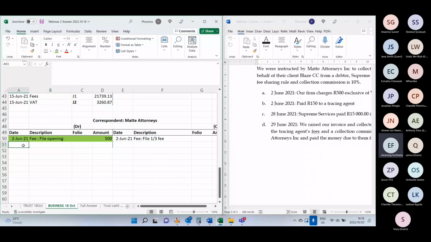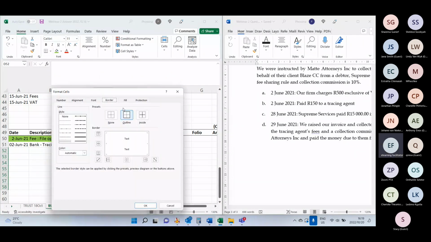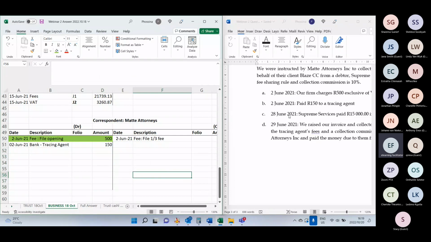So it's 2 June 2021, from our bank, and it's for the tracing agent. Remember, we have credited that side, so this is the side we are debiting. The idea is that we are increasing the account of the correspondent. It means they are owing us 150 rand, which we'll need to collect from them once we get their client. All right, and then the second one, we are told 28 June 2021.